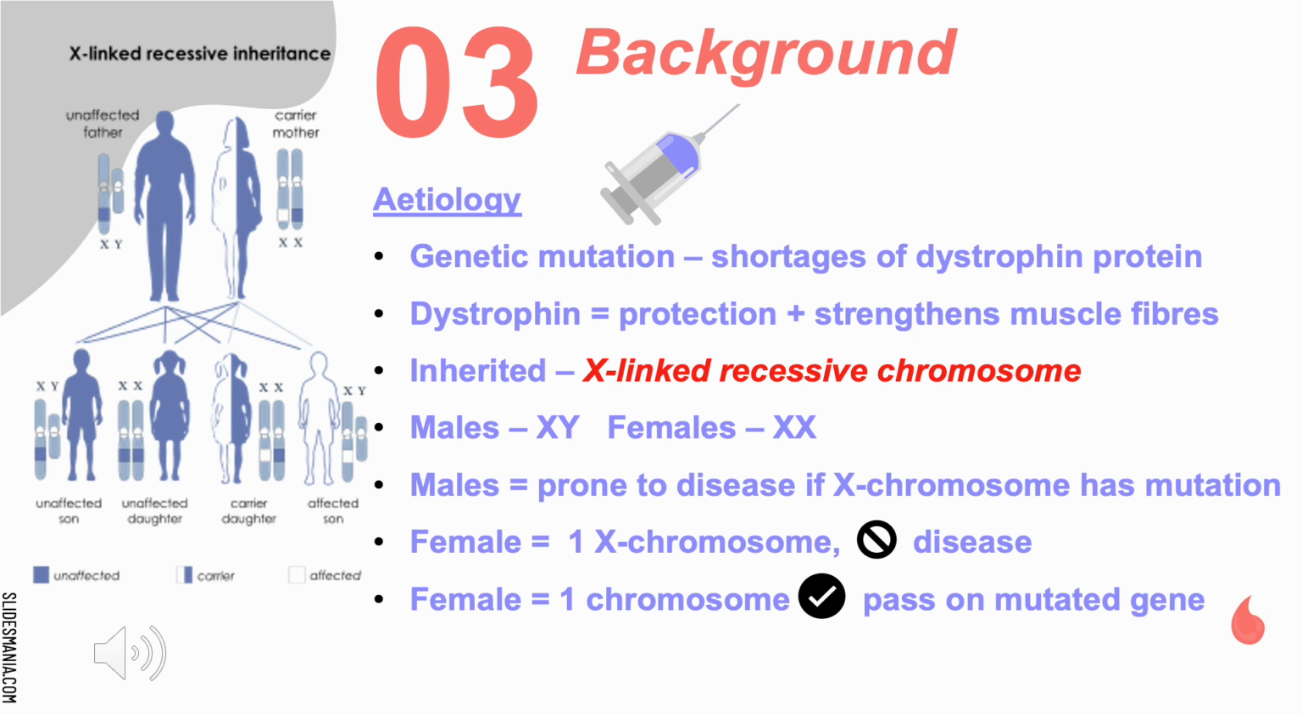In the female, if one X chromosome has the mutation, they won't have the disease, but they can pass the mutated gene to their children.